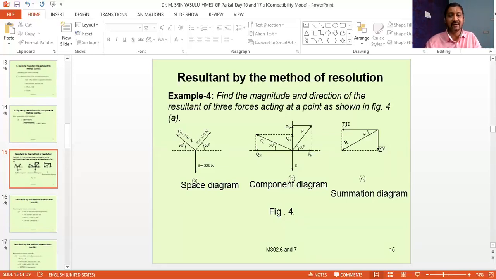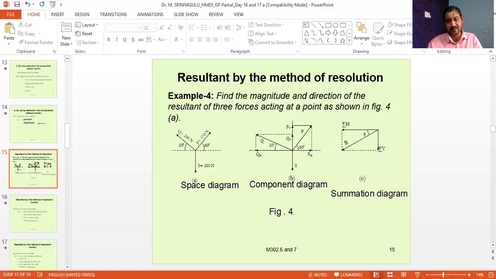Now coming to the force Q, when it is resolved, QH, the horizontal component of Q, has the value Q cos 30, because the Q is making an angle of 30 degrees with the horizontal.